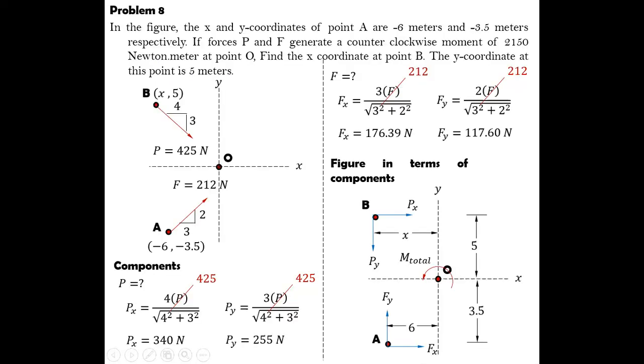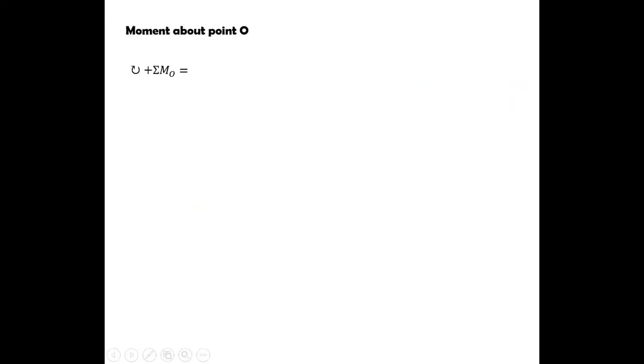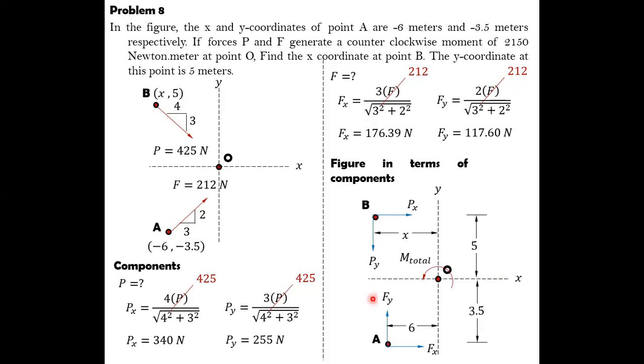So therefore, assuming clockwise sense of rotation to be positive, the summation of moment about point O is going to be, let us start with force F first. Let us start with force F, the moments generated by the components of force F. So X component, the rotation will be counterclockwise, and the moment arm is 3.5. So that is equivalent to negative Fx times the moment arm 3.5. And the next is the moment generated by the Y component of F. So this time clockwise, the moment arm is 6.